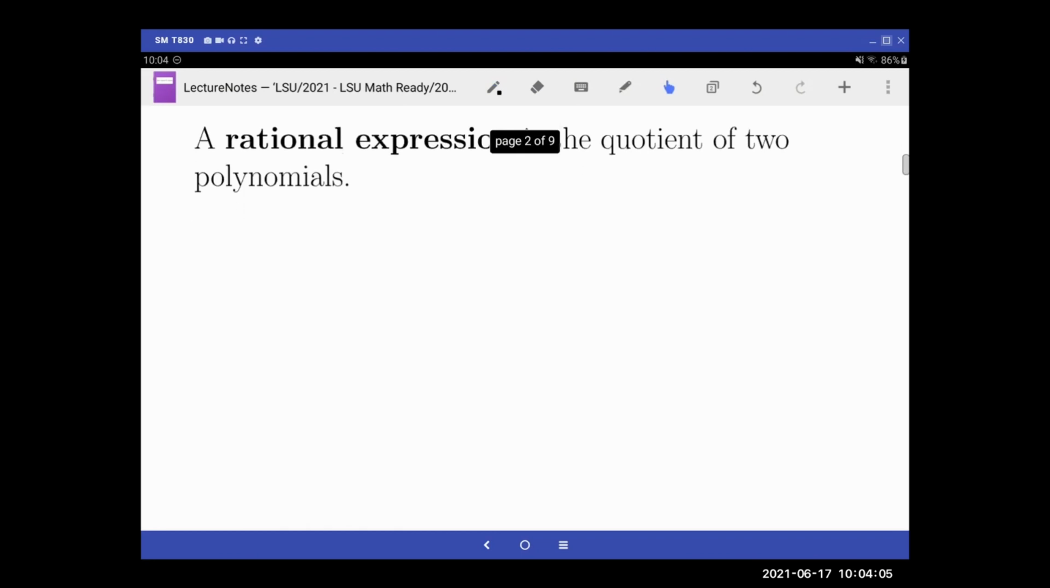A rational expression is the quotient of two polynomials. So that's pretty much the definition we'll use. You may have a polynomial on the top. You may have a polynomial on the bottom, right? That together makes a rational expression. And we're going to focus on these. And we're going to get to rational functions. I think that's the second half.